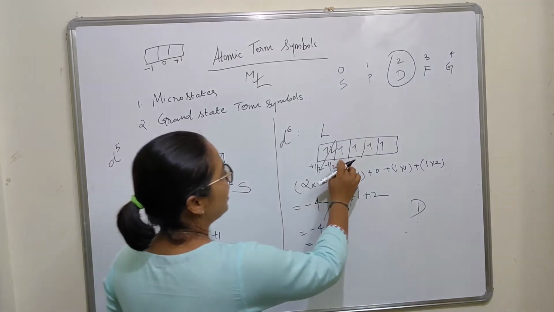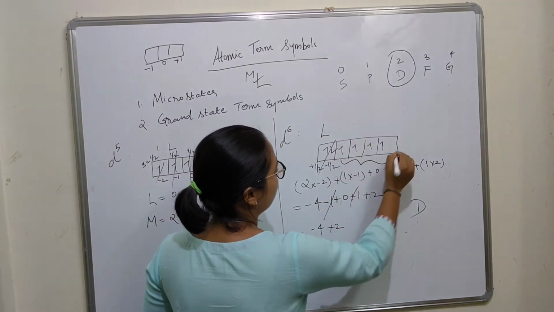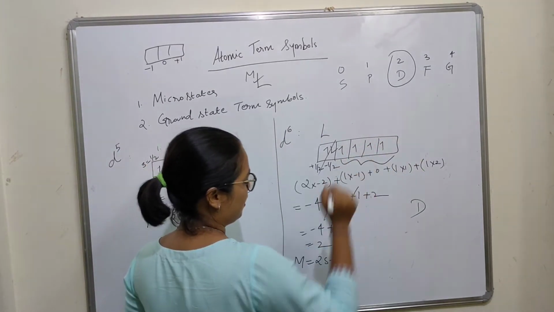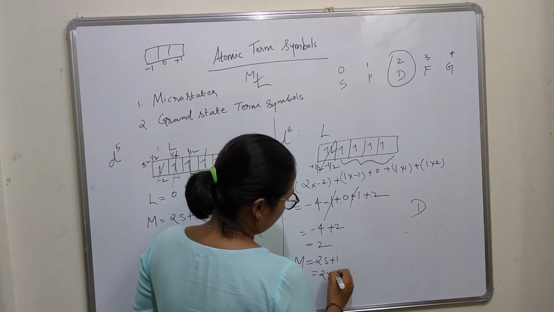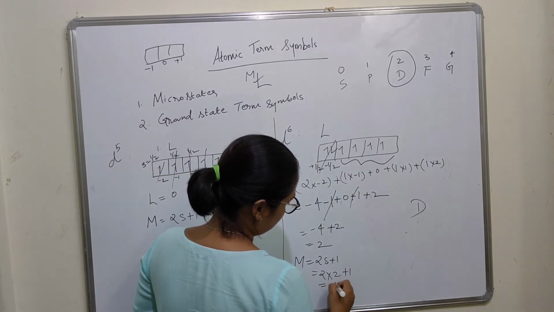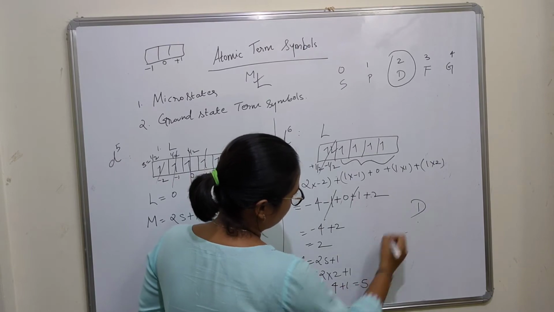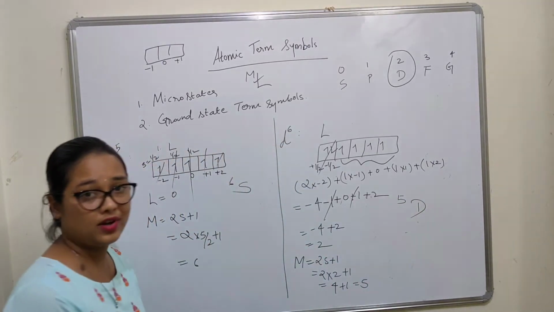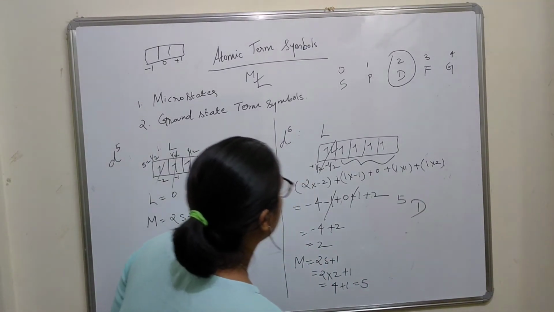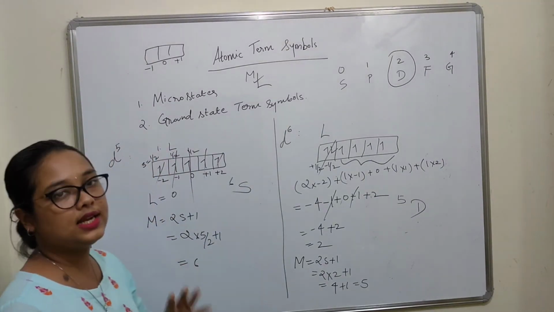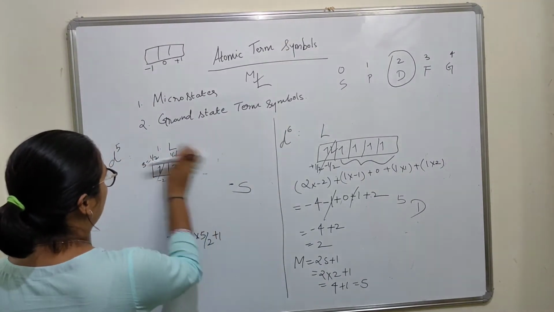Okay, so how many unpaired electrons do we have over here? 4. So half plus half plus half plus half. So S is going to be 2, plus 1. 4 plus 1, 5. So the term symbol is going to be D5. Okay, so similarly you can find it for D7, D8, D9, D10. You all can try it on your own.